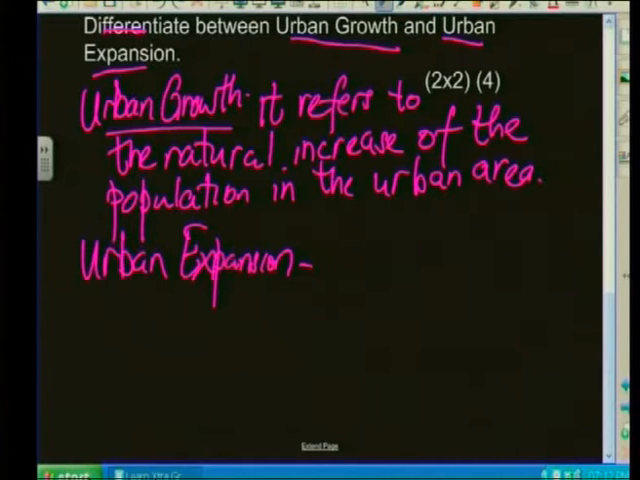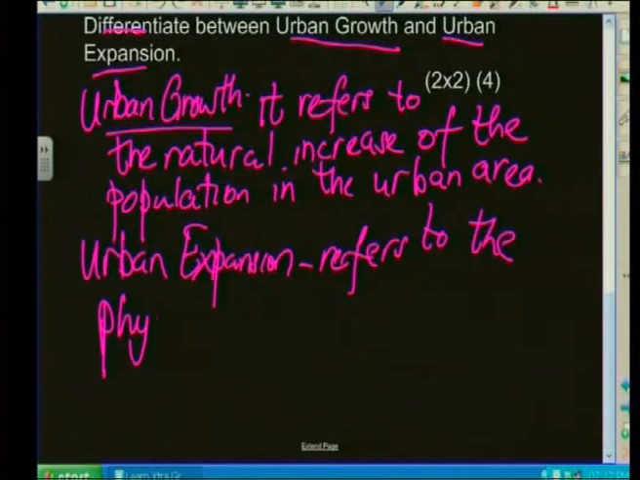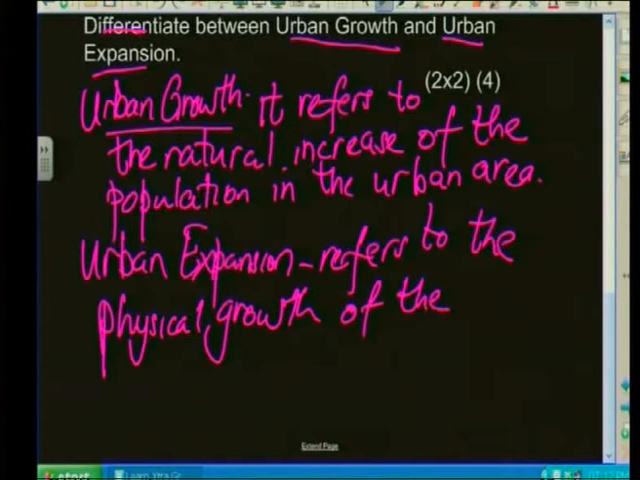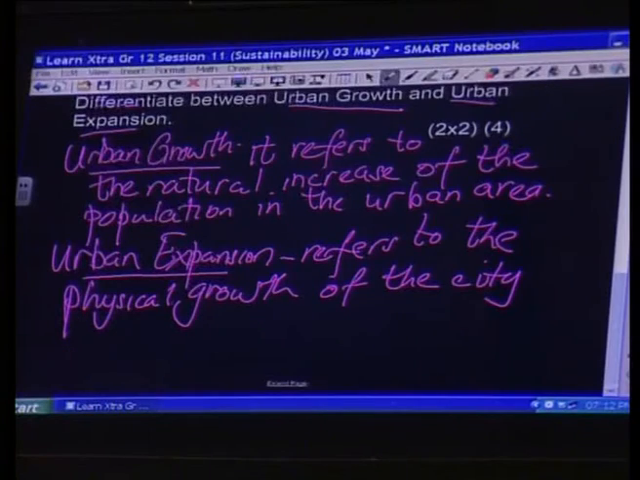Urban expansion refers to the physical growth of the city. Remember, your city or CBD expands both vertically as well as horizontally. Urban expansion refers to the areal growth.